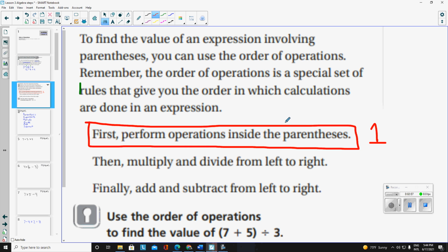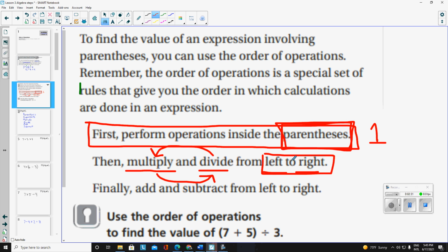Always. Parentheses, parentheses, parentheses. Then you're going to multiply and divide from left to right. And you can even divide first if divide is on the left. So it doesn't matter, multiply and divide, whatever one comes on the left, that's what you're going to do first. Finally, you're going to add and subtract from left to right. Again, it doesn't matter what order, you can subtract first if it's on the left first, or you can add first if it's on the left first.